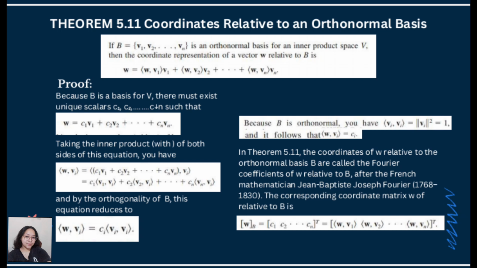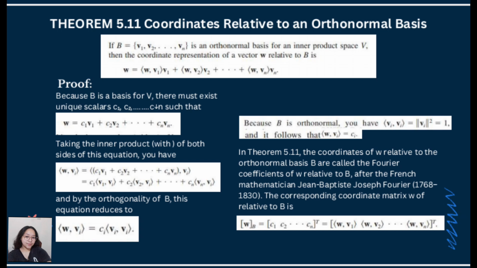Then, magkakaroon ulit tayo ng another set, or magiging siyang C sub 1 multiplied by the inner product of V sub 1 and V sub I, plus C sub 2 multiplied by the inner product of V sub 2 and V sub I, plus C sub n multiplied by the inner product of V sub n and V sub I. By the orthogonality of B, this equation reduces to this equation, or makakakuha tayo ng mas pinaigsing formula. So, the inner product of W and V sub I is equal to C sub I multiplied by the inner product of V sub I and V sub I. Because B is orthonormal, the inner product of V sub I and V sub I is equal to the norm of V sub I squared, or equals 1. And it follows that the inner product of W and V sub I is equal to C sub I.